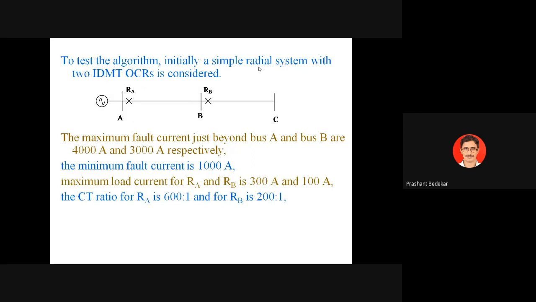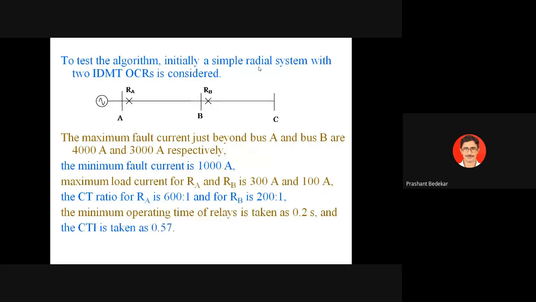See, when we are talking about finding the plug settings also, we have to deal with maximum load current also. It is not only the fault current which will help us now. What else is required is the maximum load current also. So here I have taken load currents along with fault currents. The minimum operating time of relay is again taken as 0.2 second, and the coordination time interval is again taken as 0.57 seconds.